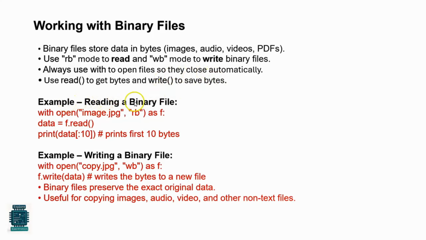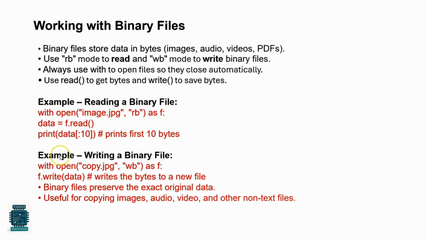For example, reading a binary file. I have used with here, so after opening that file it will automatically close the file after the usage of that. With open image.jpg, rb, this is for read binary, as f, and data is equal to f.read, the function to get the bytes, and print data up to 10, I am taking by using slicing. It will print the first 10 bytes. Clear? I am using read to get the bytes. I am using slice here to print the first 10 bytes of that image.